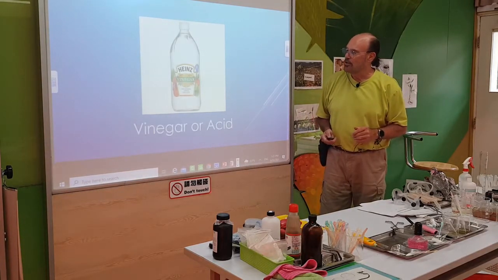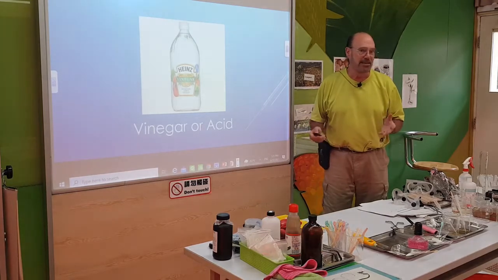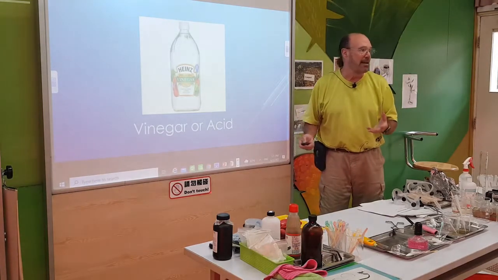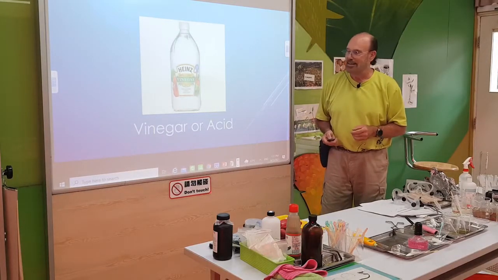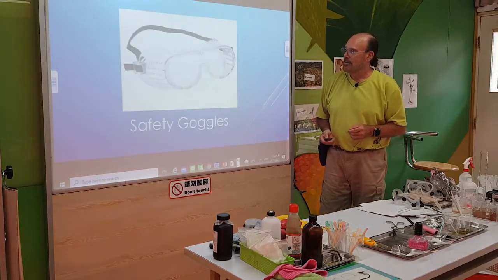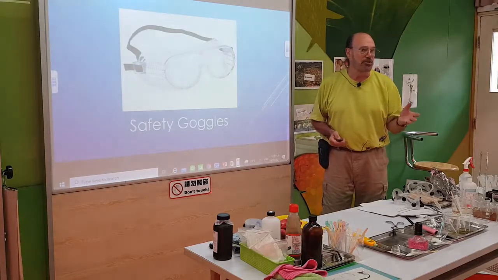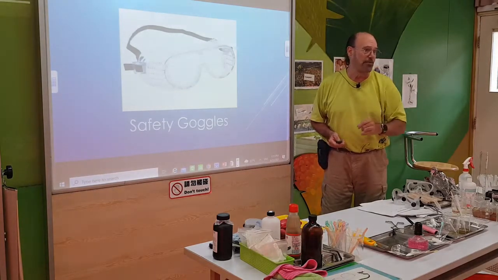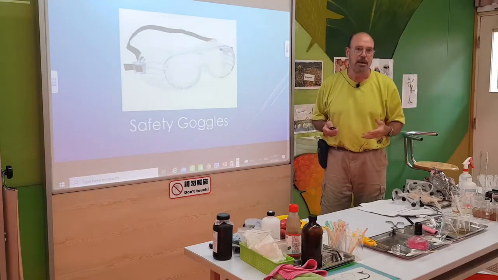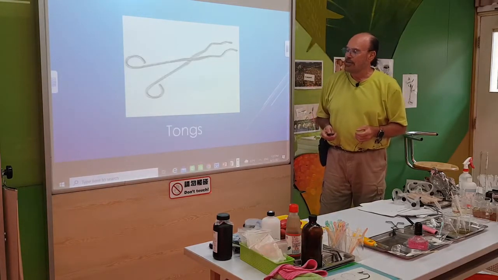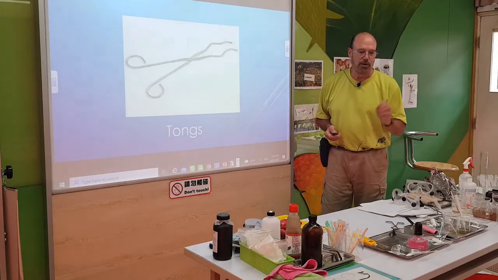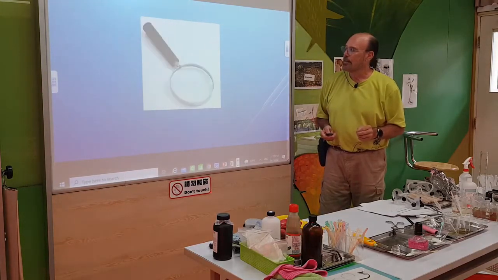And then we're going to use vinegar or acid. Vinegar is a mild acid, but any acid we could use. Vinegar is easy to get. And safety goggles are important for some parts, the fire part, because the heat can maybe cause some popping. And tongs for the fire. We don't want to use our hands.